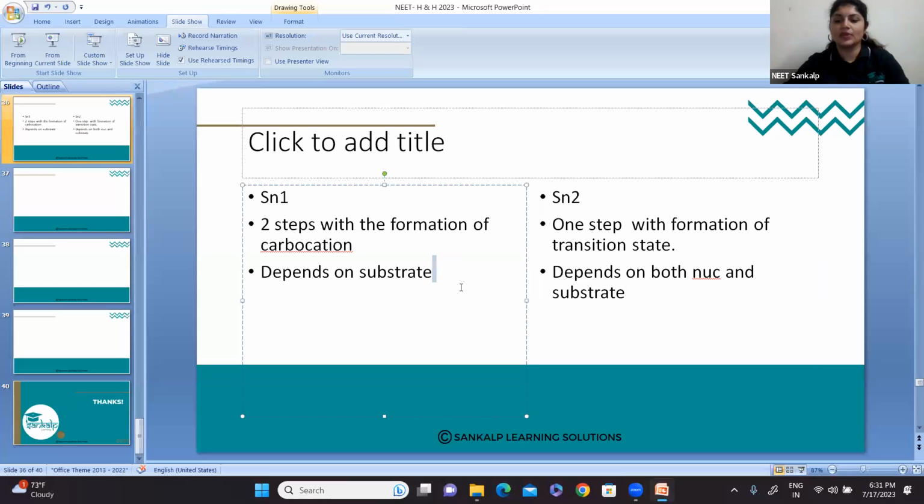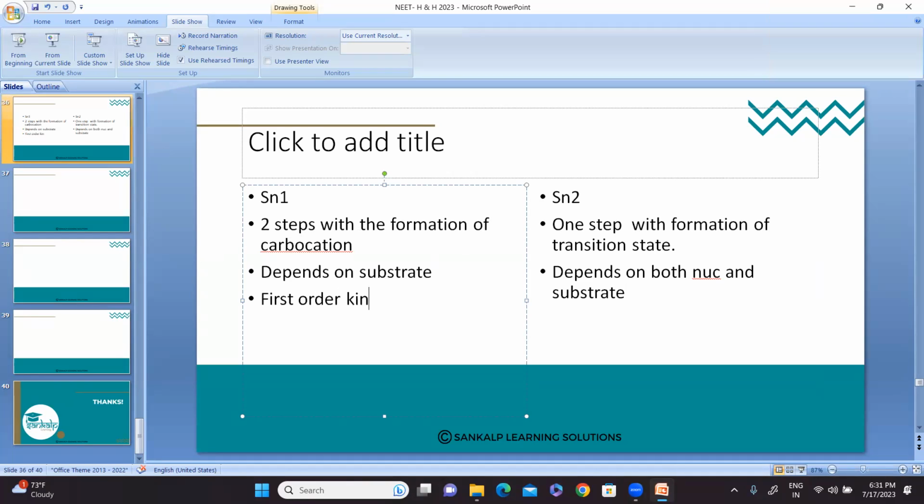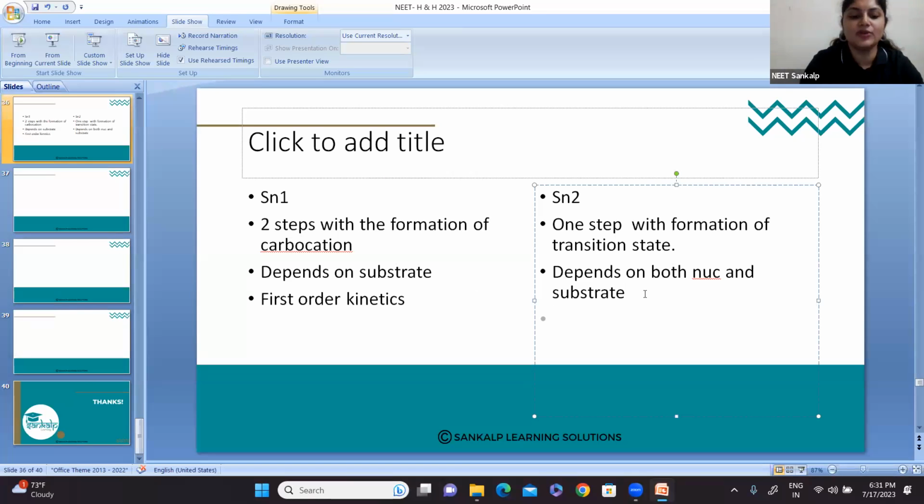Next, which order does it follow? For SN1 the rate of reactivity is tertiary, secondary, primary. The SN1 reaction follows first order kinetics. And the SN2 mechanism follows second order kinetics.